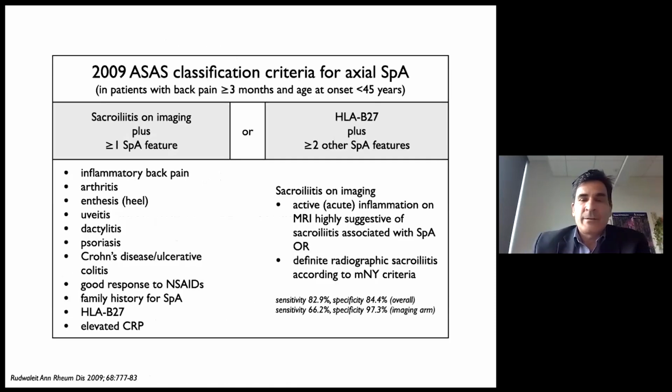And this slide here shows the classification criteria that are used to define axial spondyloarthritis. They are classification criteria and should therefore not be used to make a diagnosis, but they can provide some guidance because they describe the phenotype of patients with this condition.